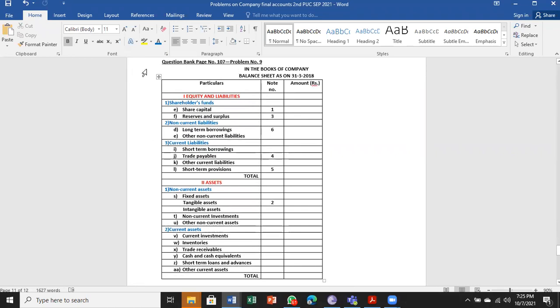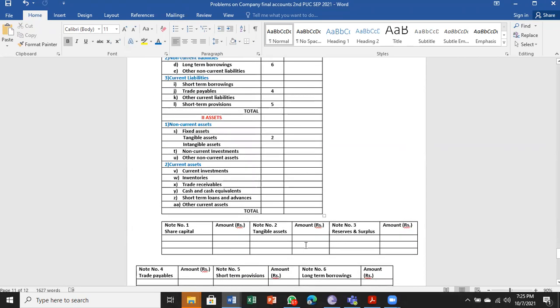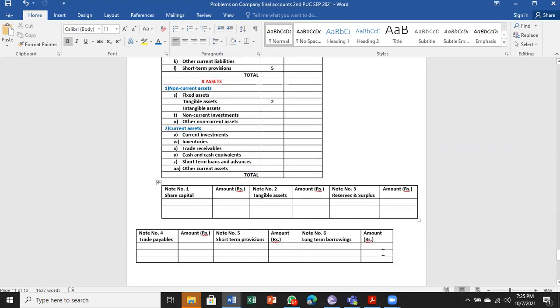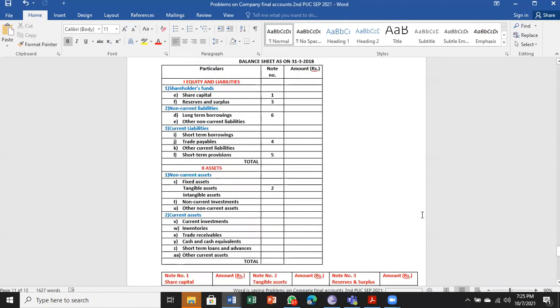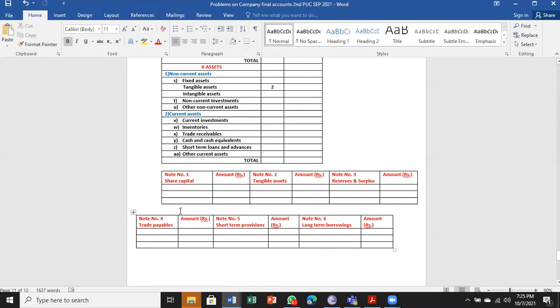Page 107, problem number 9. In the books of the company, 31st March 2018. So I have the pro forma with me. I have a few notes over here. Whichever is required, I will prepare so that easily you can understand when you are working. So wherever required, you can prepare. Usually, if it is more than one item, prepare a note in the exam. If it is only one item, straight away take it to the balance sheet.